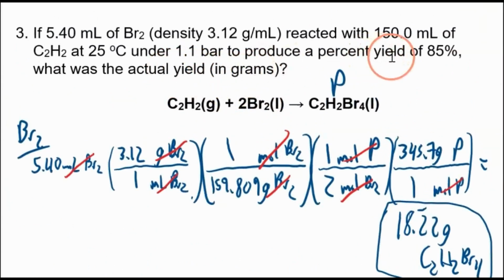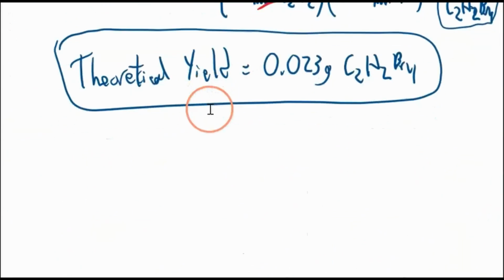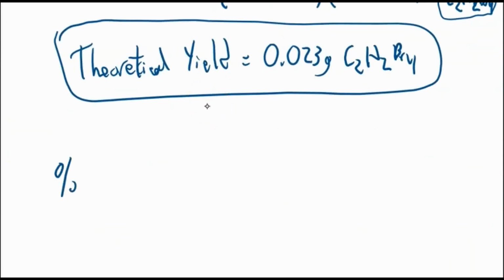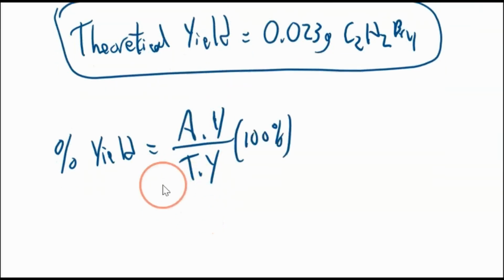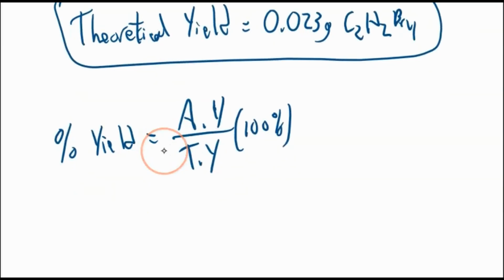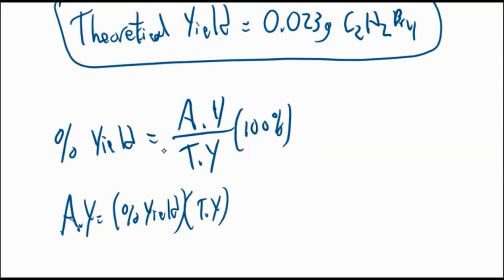We want to know what the actual yield is based on the percent yield. So we use our yield equation. Percent yield equals the actual yield divided by the theoretical yield. I remember this as alphabetical order, A over T, times 100%. We want to know the actual yield, so the actual yield is going to equal the percent yield times the theoretical yield, all divided by 100%.